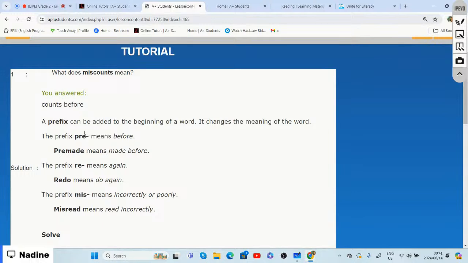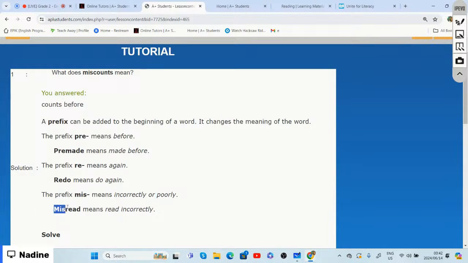And examples of pre, you mentioned preheat, pre-made, right? And if we say pre-made, pre-made is when it was made before. If we think of the word redo, redo is where you do it again. Retry is where you try it again, right? Remake is when you make it again. And then we have the word miss, which means incorrectly, poorly, or wrongly, right?